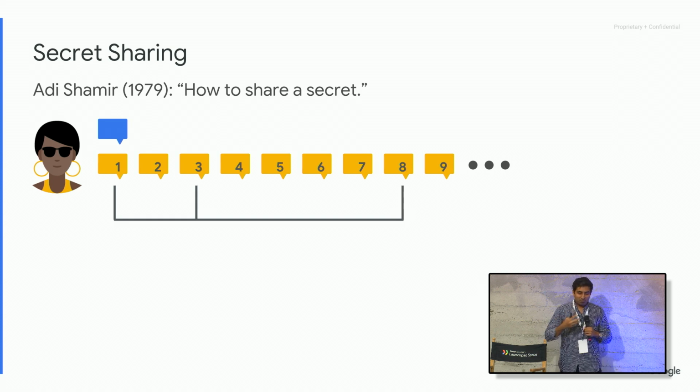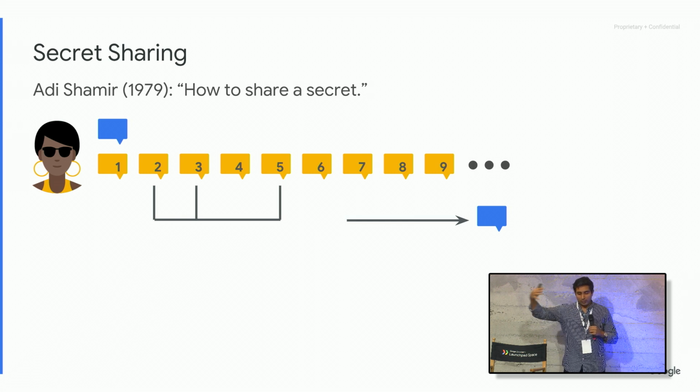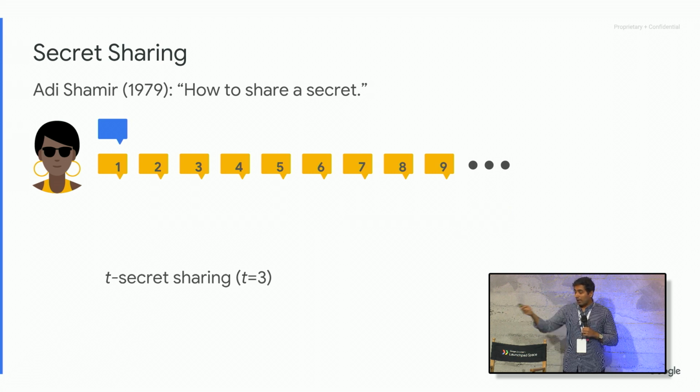The property is as follows. Let's assume that you're picking the number 3, so you're doing the secret sharing with the number 3 in mind. Then you can take any 3 shares and reconstruct the secret. This is true for any combination of 3 shares. You can generate as many shares as you want, but any 3 shares recover the original secret. That's called t secret sharing, or 3 secret sharing.